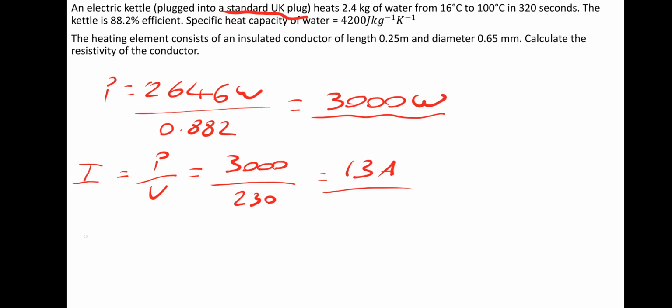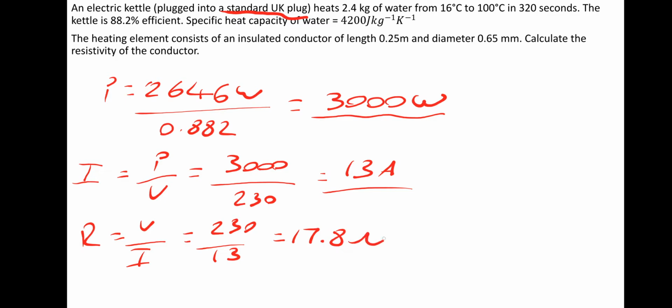Then from that we can find the resistance. So the resistance is equal to voltage over current. So that's 230 divided by 13, which gives us 17.8 ohms. And then what we can do is put them back into the original resistivity equation.